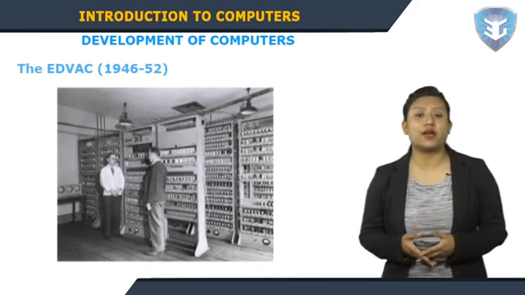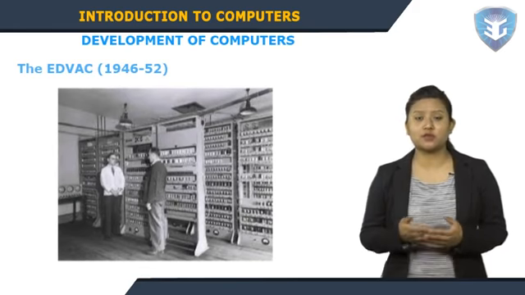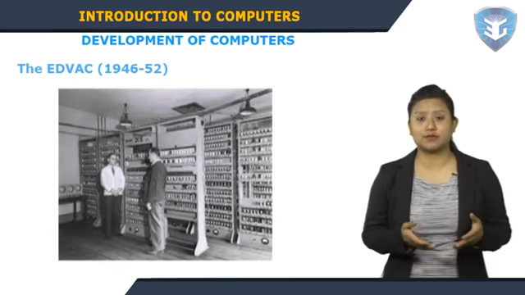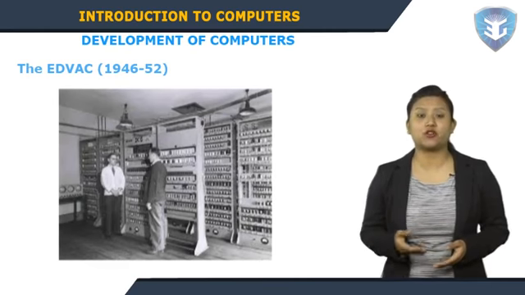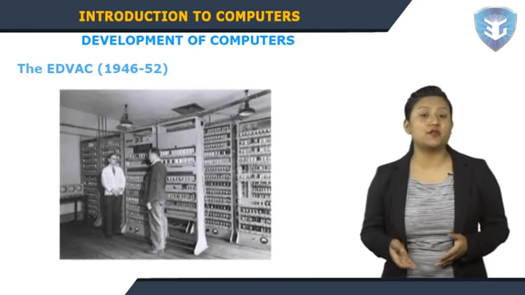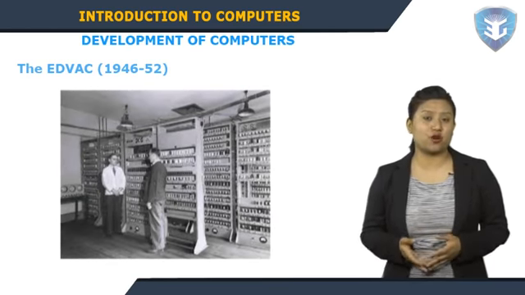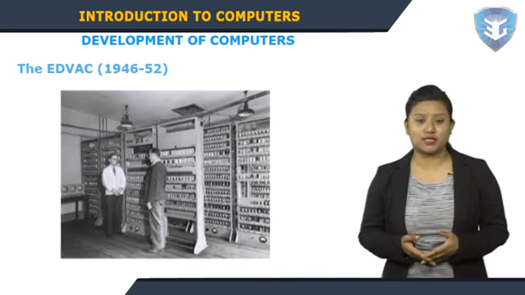ENIAC programs were wired on boards that made it difficult to change the programs. The basic idea behind this concept is that a sequence of instructions and data can be stored in the memory of a computer for automatically directing the flow of operations. This feature considerably influenced the development of modern digital computers because of the ease with which different programs can be loaded and executed on the same computer.